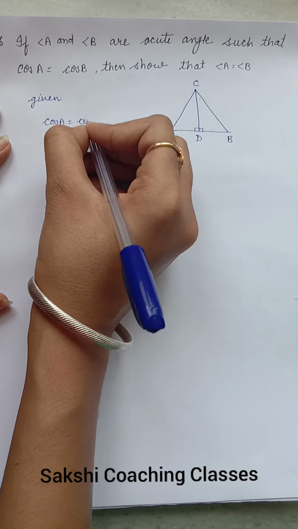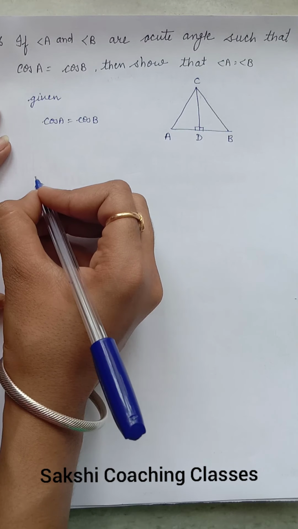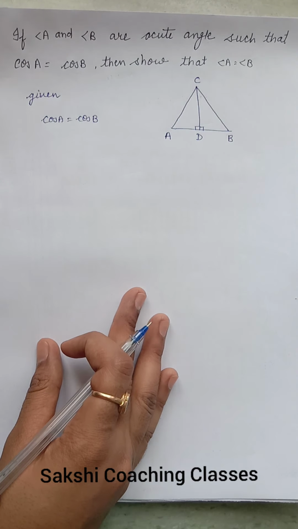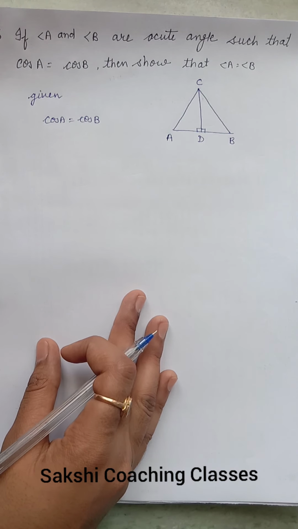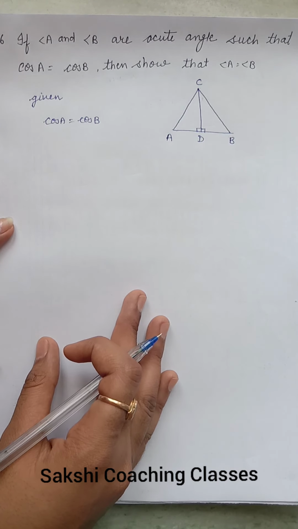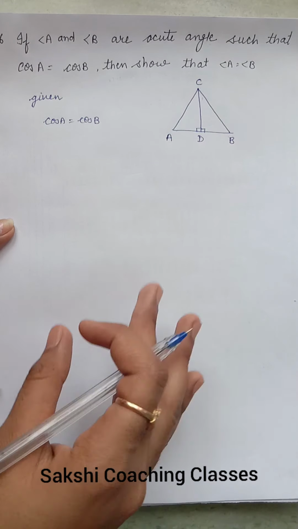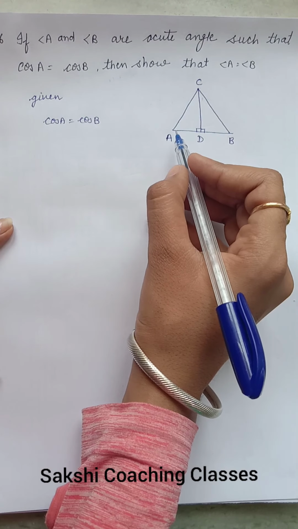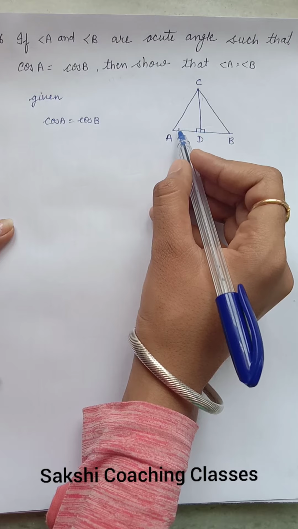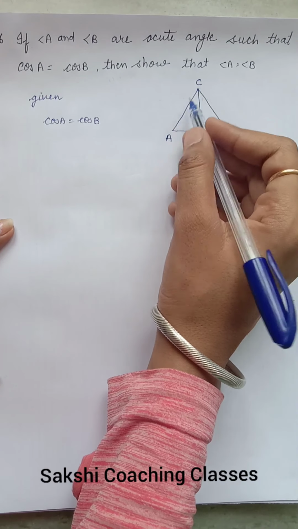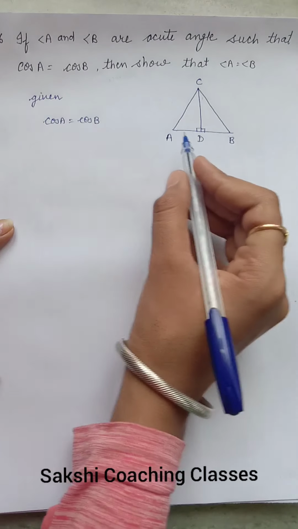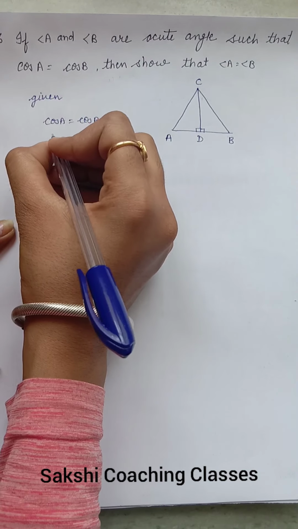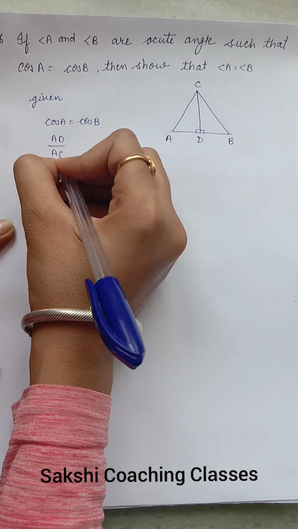cos A is equal to cos B. What is the formula for cos? Base upon hypotenuse. For cos A, for angle A, the base will be AD and the hypotenuse will be AC. Is it clear? Okay. AD upon AC.